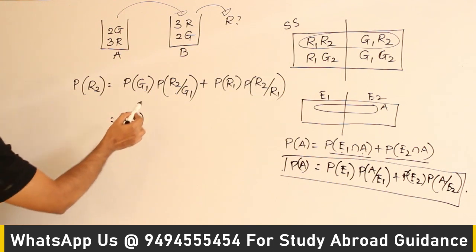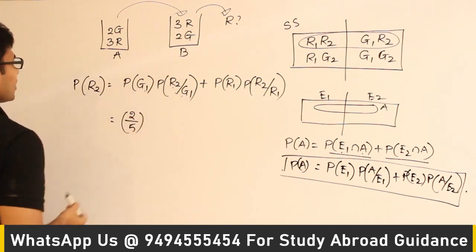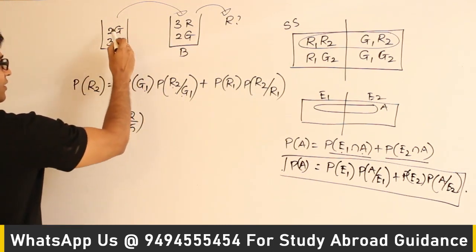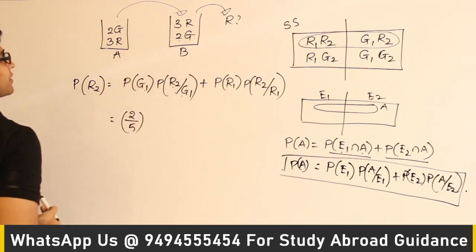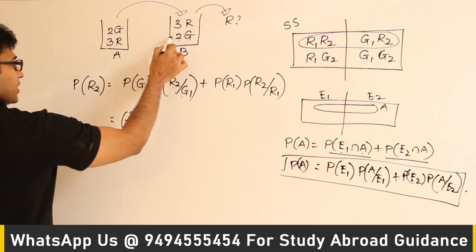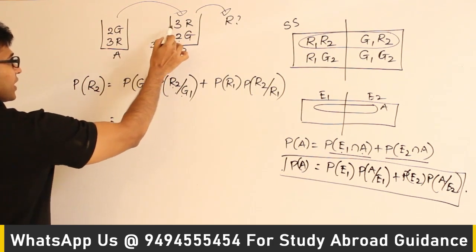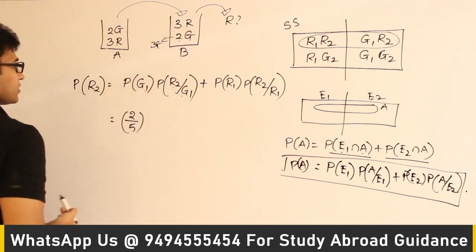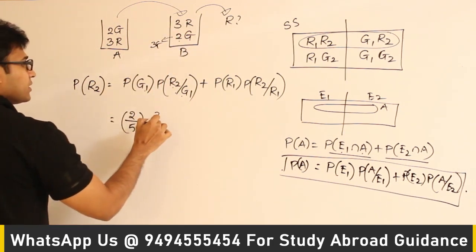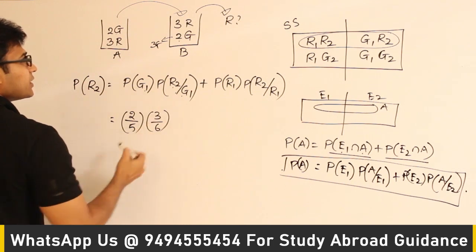What is the probability of getting a red ball, given that a green ball has been drawn? Once we have drawn the green ball here, the green ball will be added here. Therefore, there will be 3 green balls and 3 red balls, so totally 6 balls will be there. Out of which, what is the probability of getting a red ball? 3 by 6. Are you getting this?